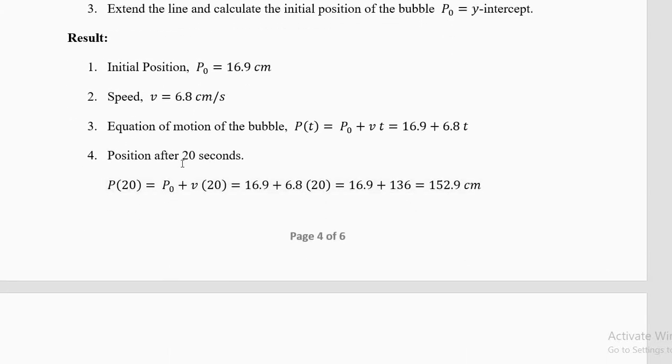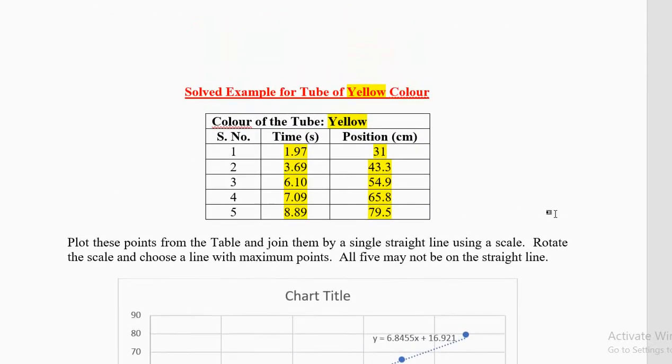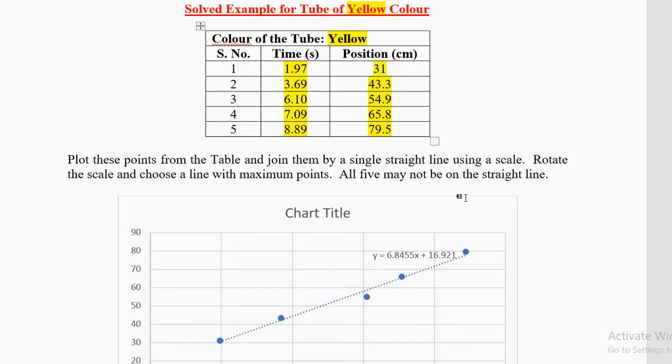So you put t equal to 20, P of 20 equal to P0 plus v into 20, 16.9 plus 6.8 into 20, which will give you 16.9 plus 136, which is 152.9 centimeters. So this is the analysis for the yellow color tube with these 5 points, 5 data sets.